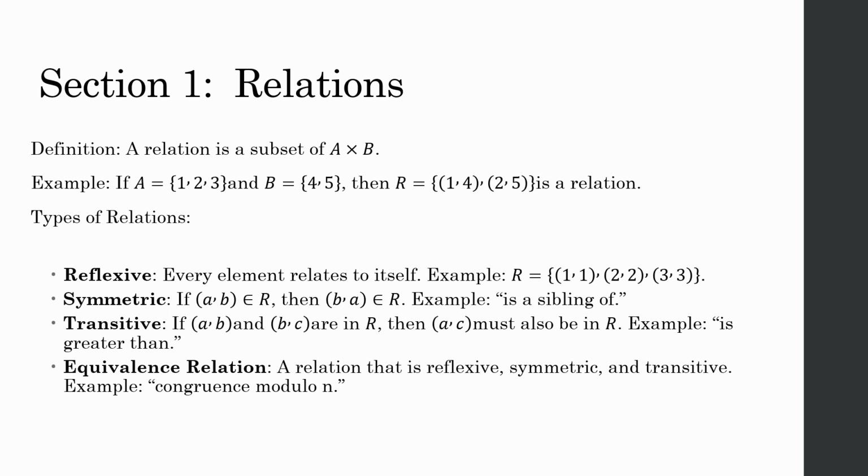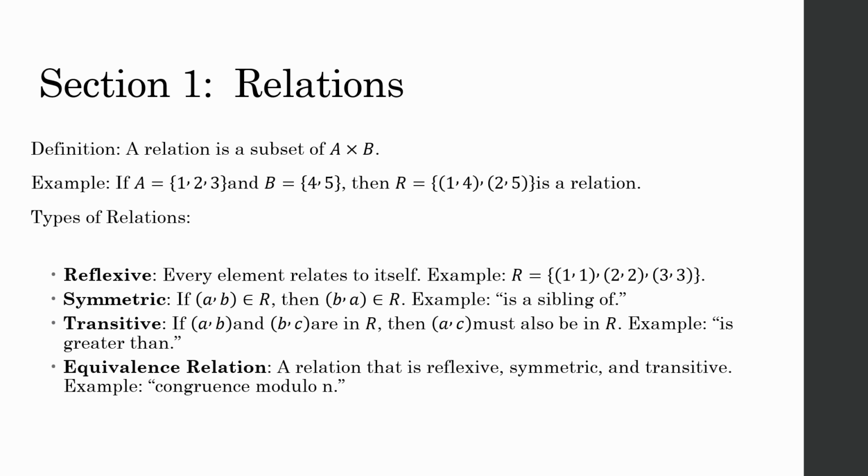Section 1. Relation. What is a relation? A relation is a connection or rule that links the elements of one set to the elements of another set. Mathematically, a relation R from a set A to a set B is a subset of the Cartesian product A cross B.